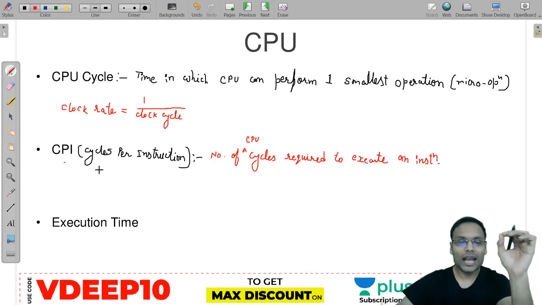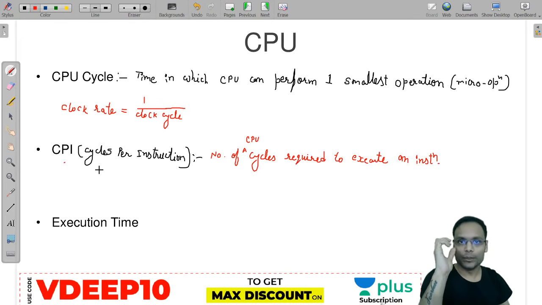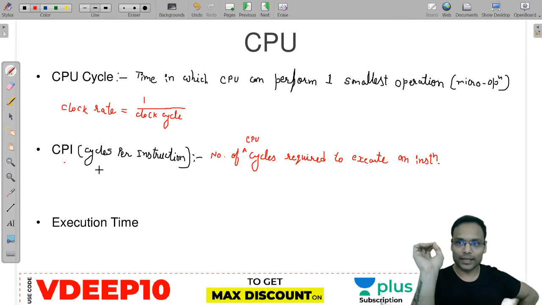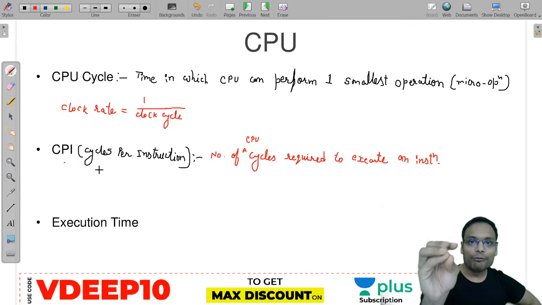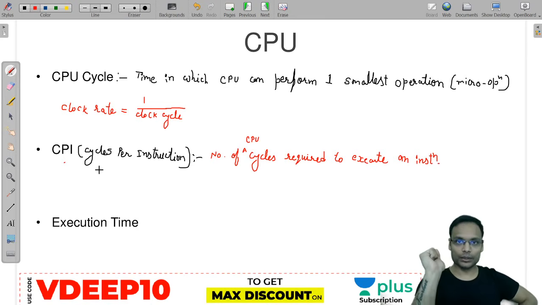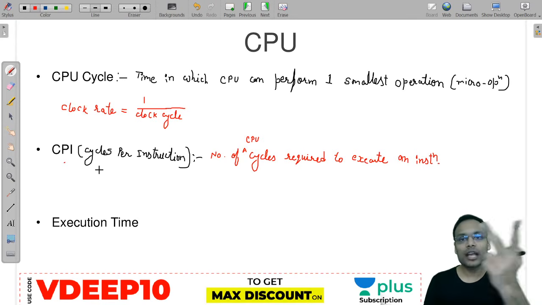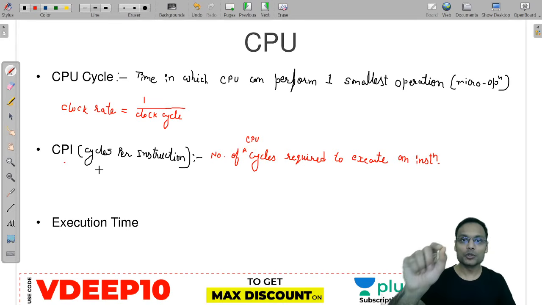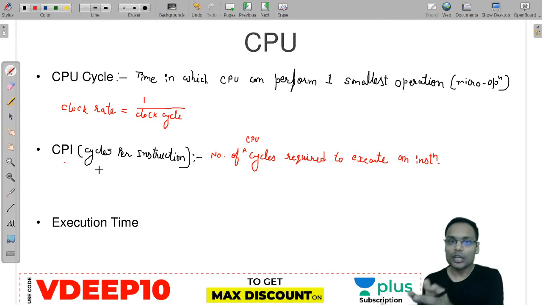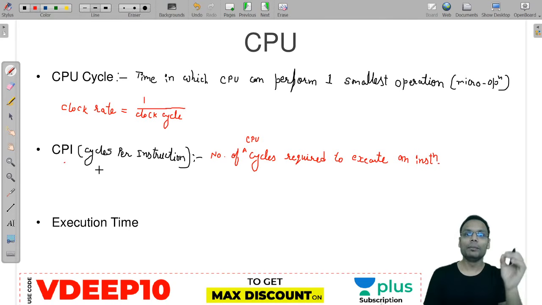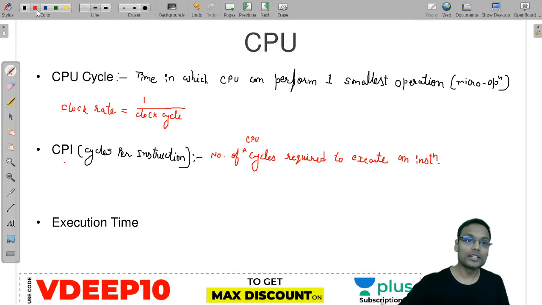Now further I am asking a very simple question. Suppose there is a CPU which has 2 nanosecond as CPU cycle time, and on an average every instruction takes 6 cycles to execute, which means CPI for that computer system is 6, and every cycle time is 2 nanoseconds. So what will one instruction execution time be? An instruction takes 6 cycles, each cycle time is 2 nanoseconds. Type down the answer. The answer will be 12 nanoseconds, 6 into 2. So CPI into CPU cycle time will give you one instruction's execution time.